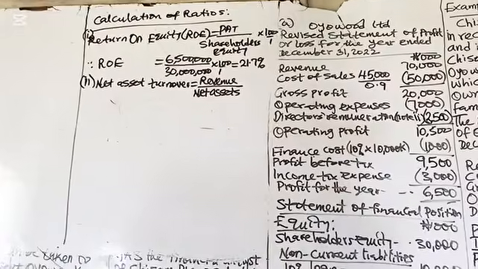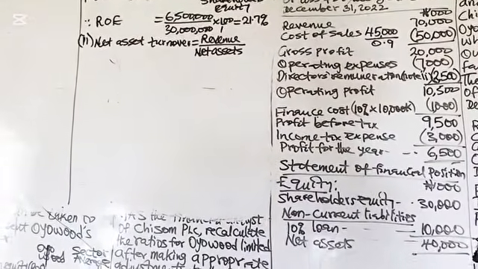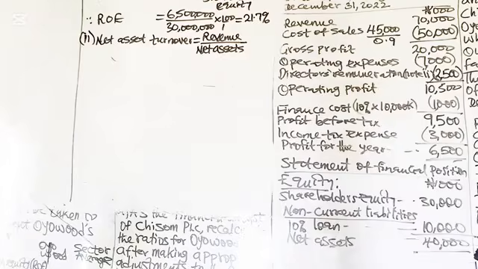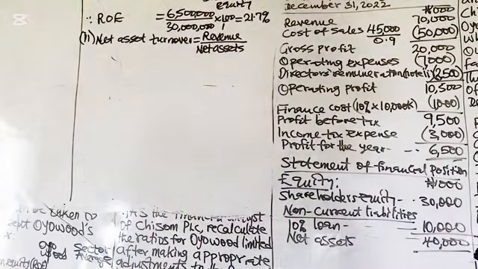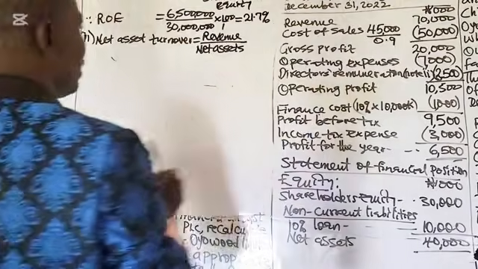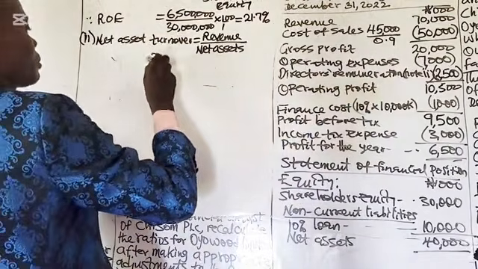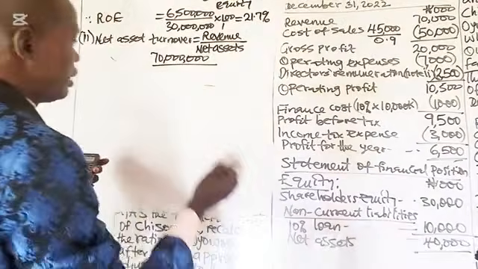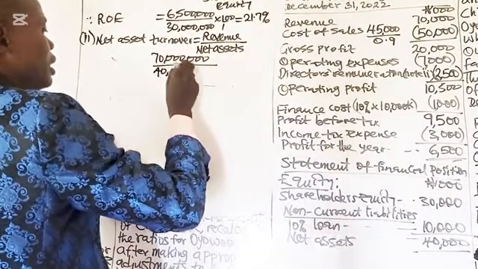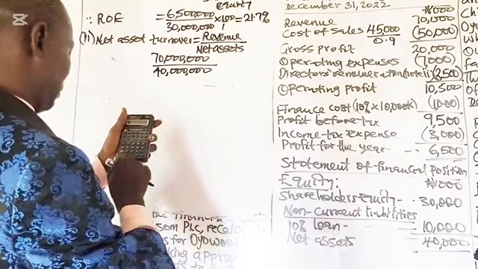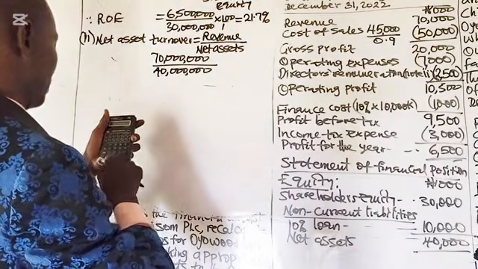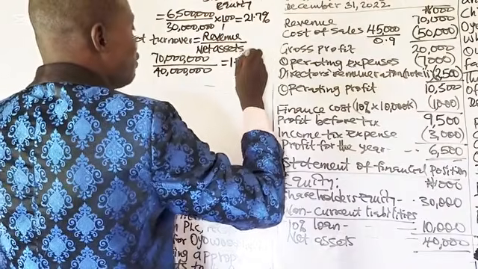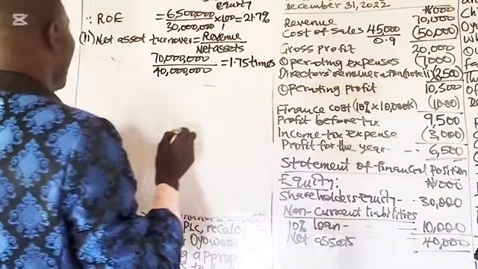How much is our net asset? From the question, the net asset amounted to 40 million, and the revenue given in the statement of profit or loss amounted to 70 million. That means we have 70 million over net assets of 40 million. That gives us 1.75 times. That is the net asset turnover.